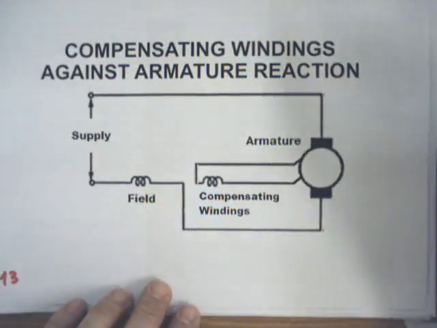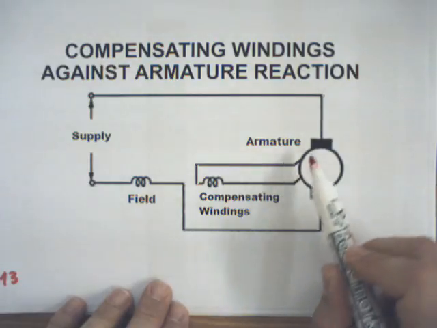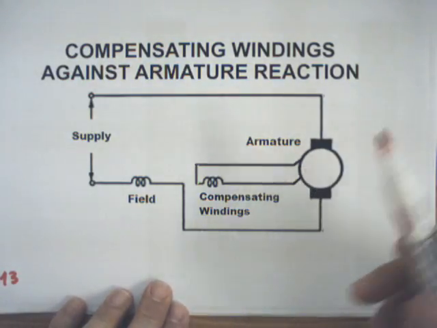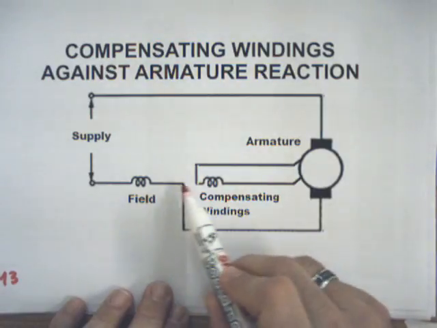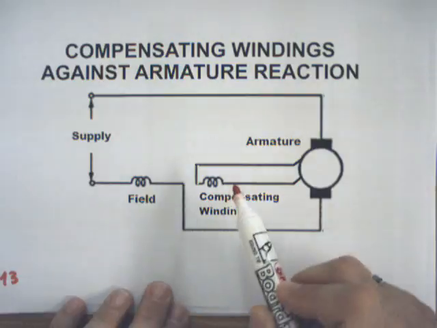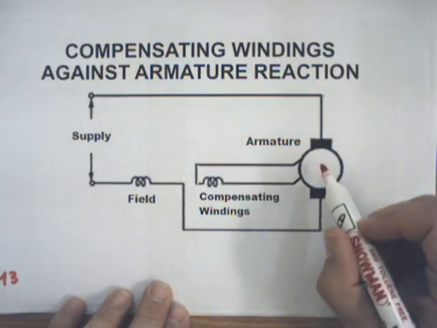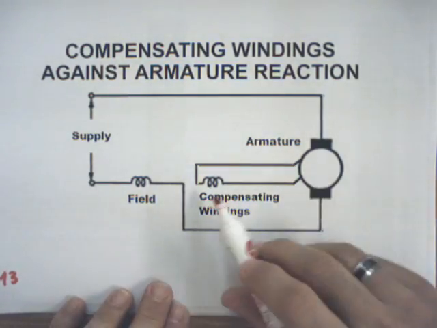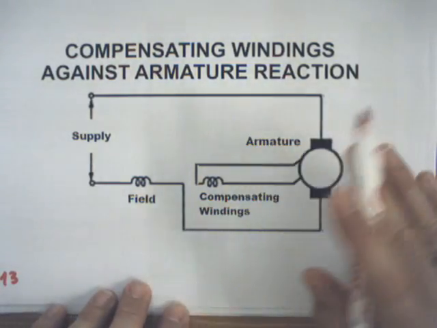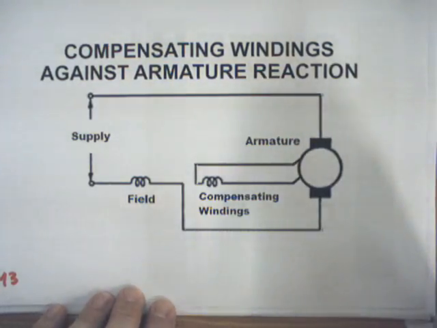So compensating windings are in series with the armature current, which is the same as field current, and contribute to the net field of the machine. So if those windings are not present, the armature field distorts the normal field, but compensating windings make them reordered again.